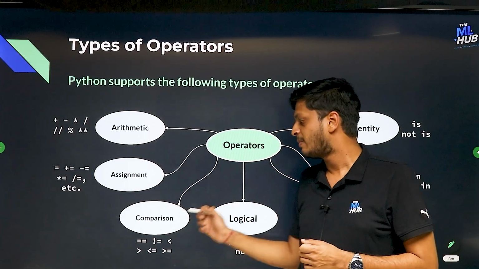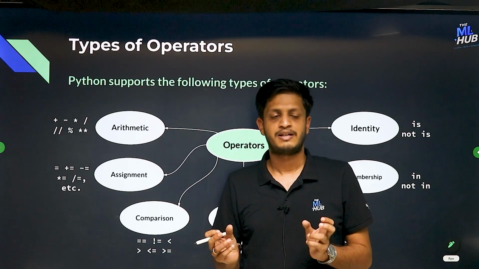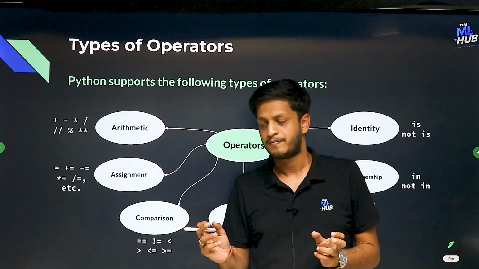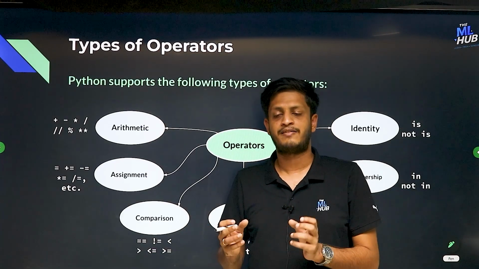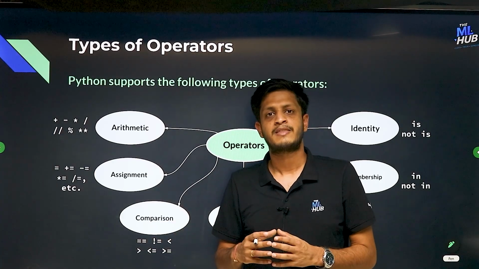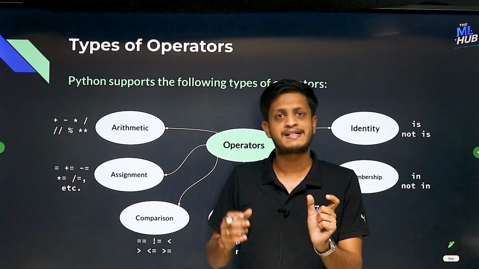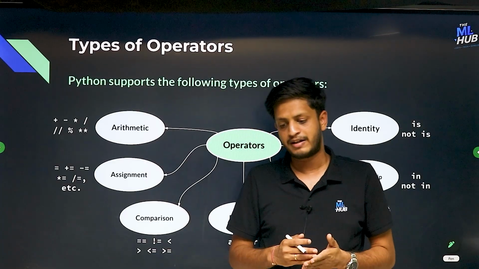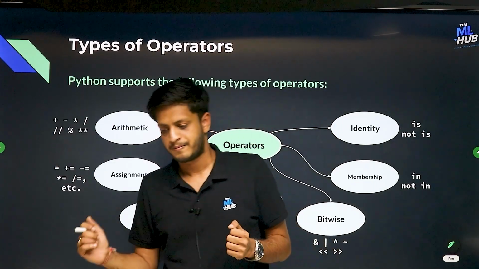Then we have comparison operators. They are used to compare 2 expressions or 2 values. Is this particular value greater than this value, or greater than equal to, less than equal to, and so on. They typically return a Boolean value, true or false. The result of a comparison operation will be either true or false, because we are comparing whether this is greater than equal to this value or not. Every comparison operation will result in a Boolean output, true or false.